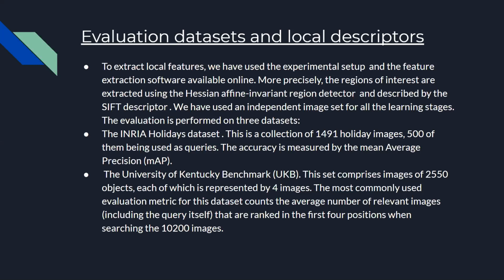And the next one is the University of Kentucky benchmark, that is UKB. This set comprises images of 2550 objects, each of which is represented by 4 images. The most commonly used evaluation metric for this dataset counts the average number of relevant images, including the query itself, that are ranked in the first 4 positions when searching the 10,200 images.